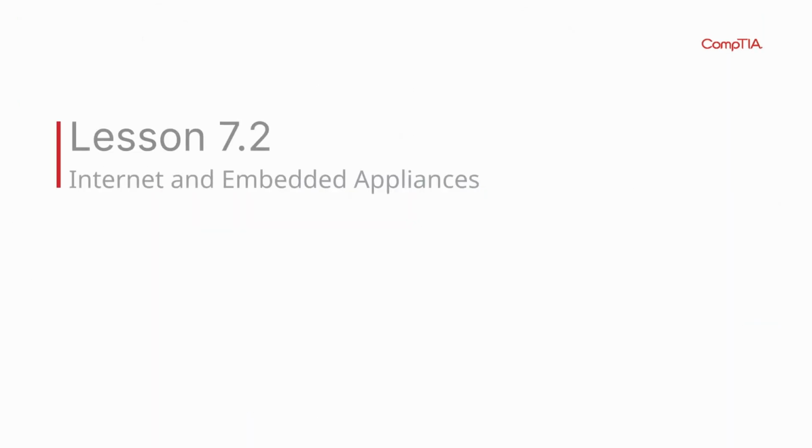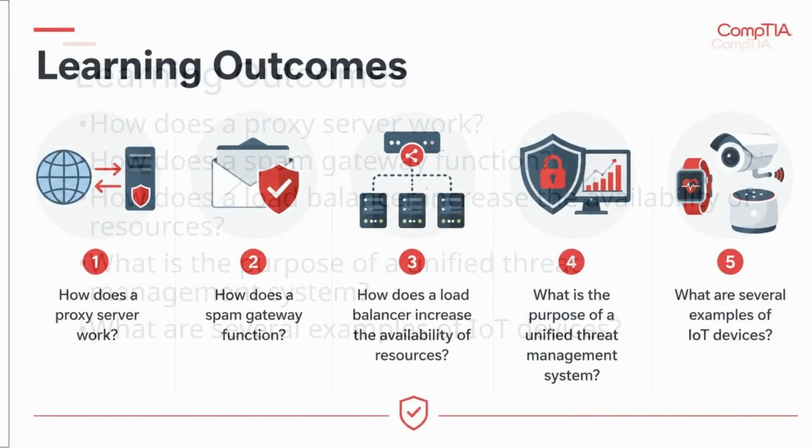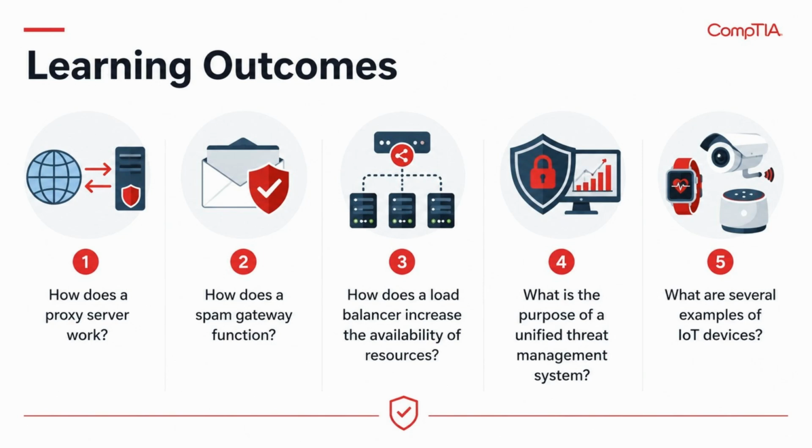Welcome to Lesson 7.2 on Internet and Embedded Appliances. In this video, we'll examine key networking services and appliances, mapping to CompTIA A+ Exam Objective 2.3, which covers summarizing services provided by networked hosts. By the end of this video, you will understand how proxy servers work, how spam gateways function, how load balancers increase resource availability, the purpose of unified threat management systems, and identify common examples of IoT devices.